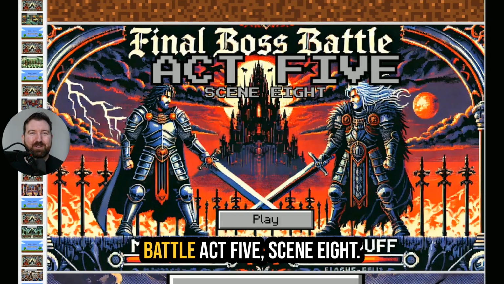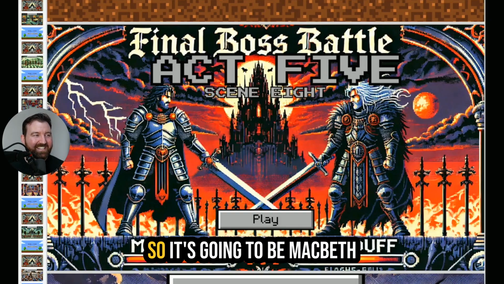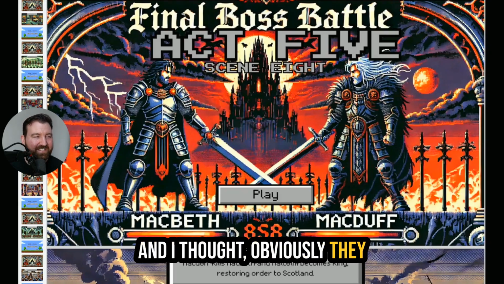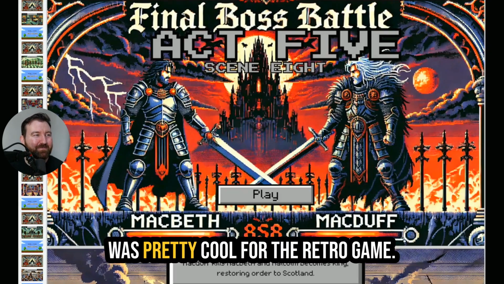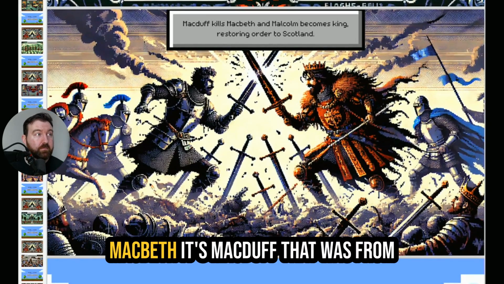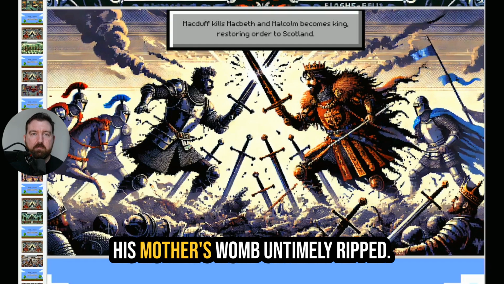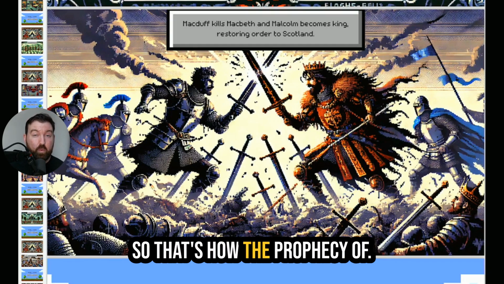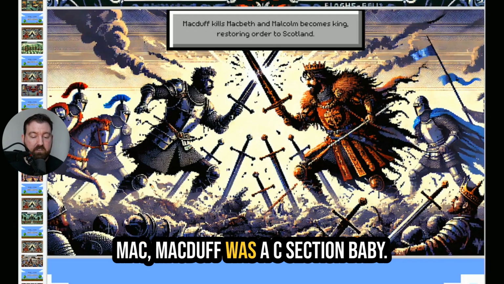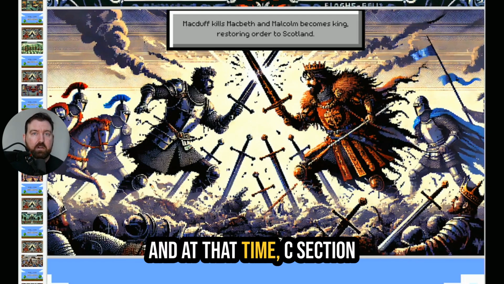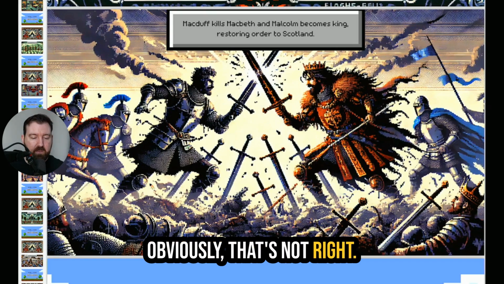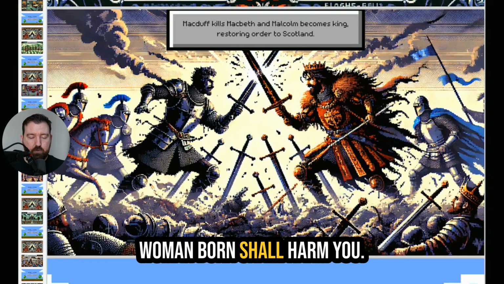And then we have the final boss battle, Act 5, Scene 8. So it's going to be Macbeth fighting against Macduff. And I thought, obviously, they probably wouldn't look anything like this, but I just thought that was pretty cool for the retro game sort of look. Macduff ultimately kills Macbeth. It's Macduff that was from his mother's womb untimely ripped. So that's how the prophecy of none of woman born shall harm Macbeth is solved. Macduff was a C-section baby, and at that time C-section babies were considered to not have been born of the mother. Obviously, that's not right, but that's how they solved that prophecy.